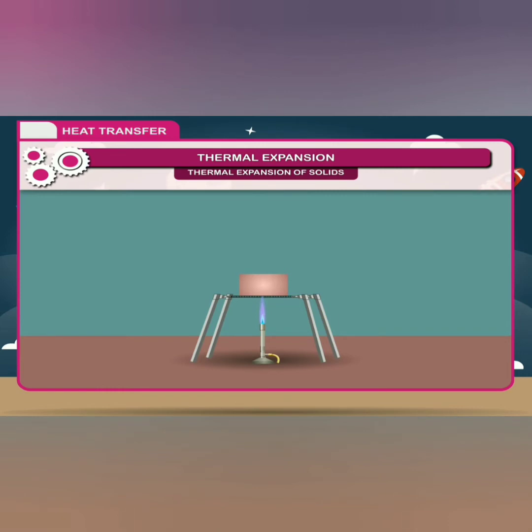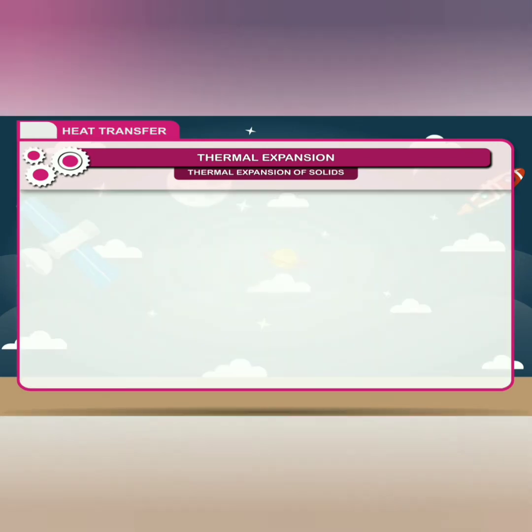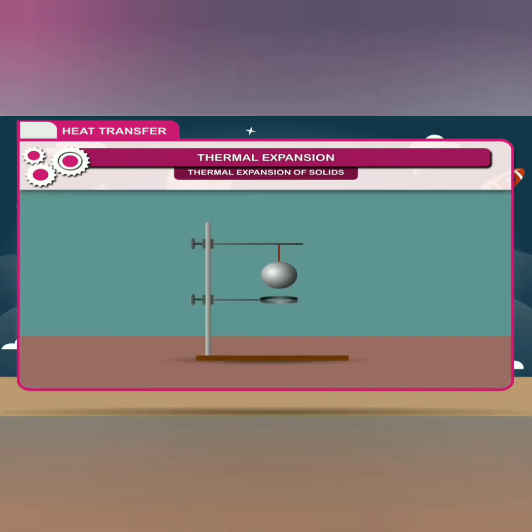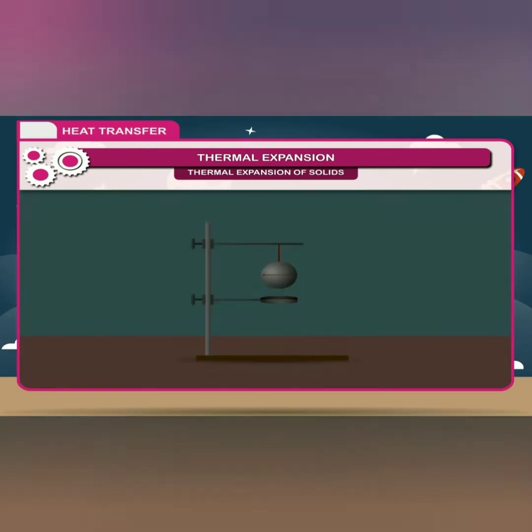Now we are going to perform an activity to observe thermal expansion in solids. So let's see the activity. An iron ring and ball apparatus consists of a metallic ring and a metallic ball. The outer diameter of the ball is equal to the internal diameter of the ring. Look into the figure. Initially, the ball was easily passing through the ring.